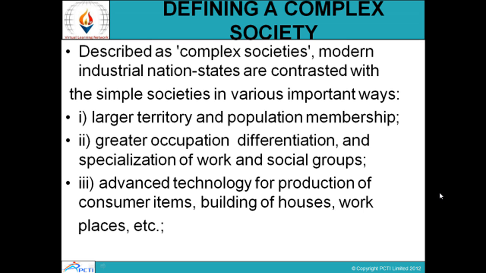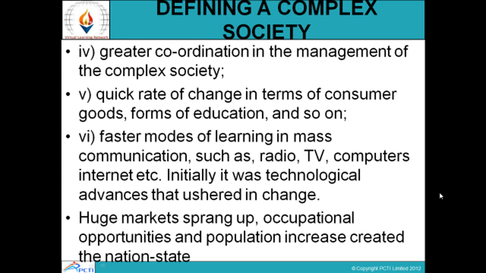So, a complex society is described as modern industrial nation states which are contrasted with the simple societies in various important ways. They have larger territory and population membership, greater occupation differentiation and specialization of work and social groups, advanced technology for production of consumer items, building of houses, workplaces, etc. Greater coordination in the management of the complex society, quick rate of change in terms of consumer goods, forms of education and so on, faster modes of learning in mass communication such as radio, TV, computers, internet, etc.